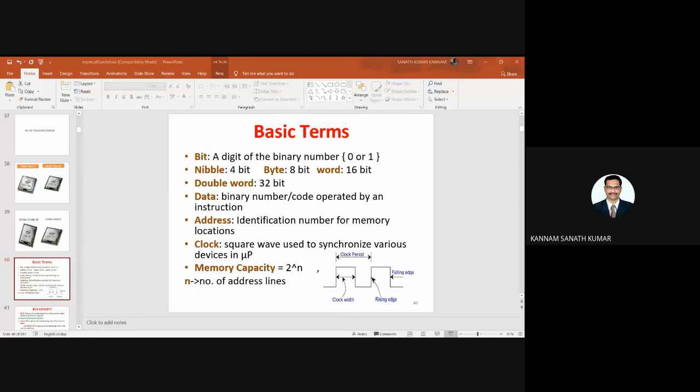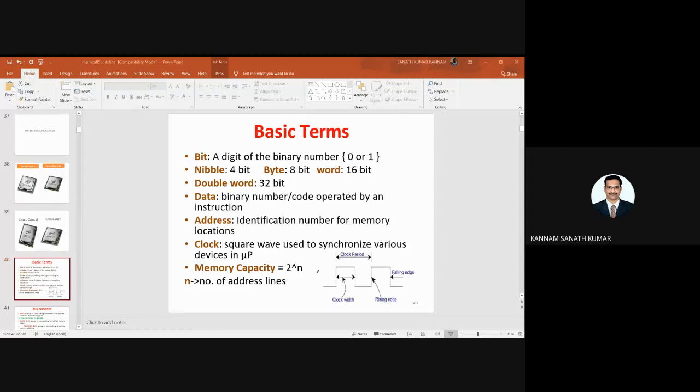A group of 4 bits we call a nibble, a group of 8 bits we call a byte, and a group of 16 bits we call a word. So group of 4 bits is nibble, group of 8 bits is byte, group of 16 bits is word. A group of 32 bits we call a double word. Okay. And next, data. Data means a binary number or code operated on by an instruction. So data may be a binary number or a binary code that will be operated on by an instruction. That we call data.